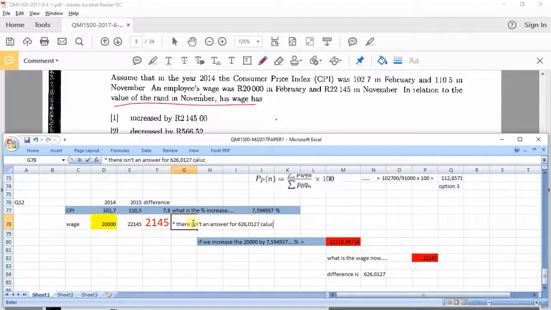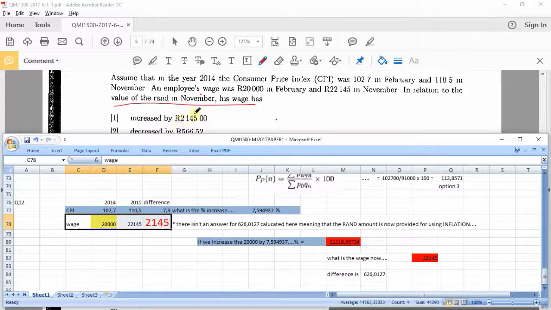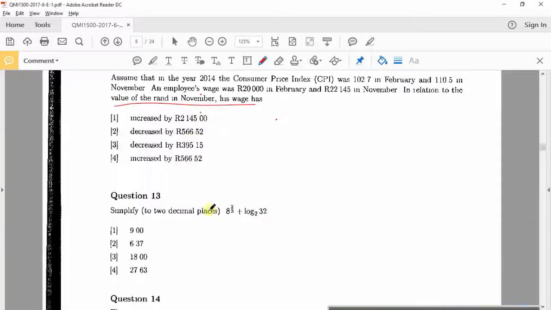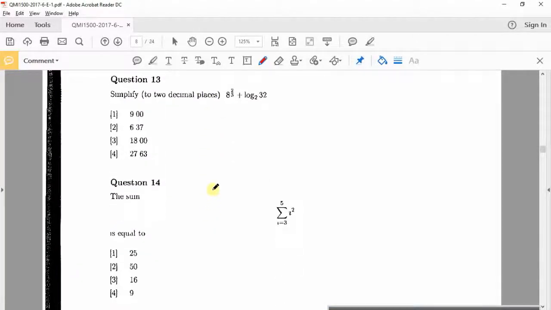for the 626,0127 calculated here, meaning that the rand amount is not provided for using inflation. They spoke about it in relation to the value of the rand. So they just look at the value of the rand. Right, then I would look at that. Right, question 13.